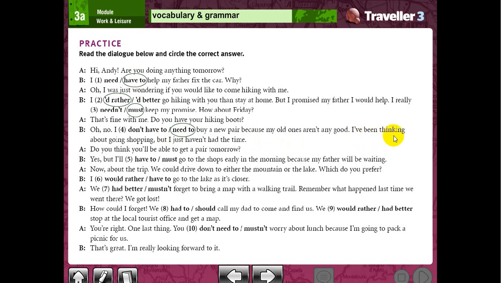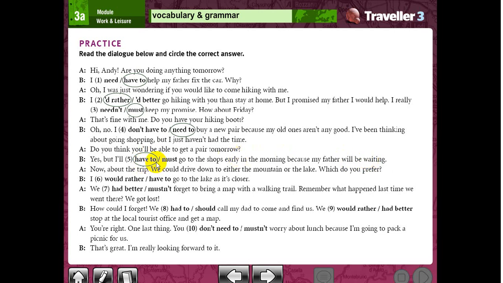I have been thinking about going shopping, but I just haven't had the time. Do you think you will be able to get a pair tomorrow? Yes, but I'll have to or must go to the shops early in the morning because my father will be waiting. Have to or must? Have to, it is necessary. Here I choose have to.